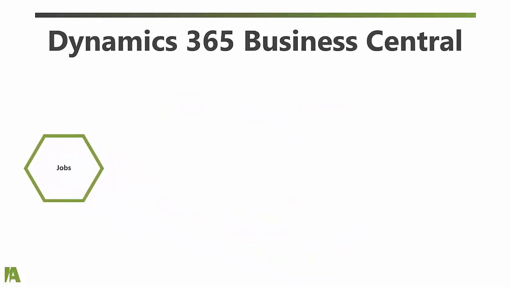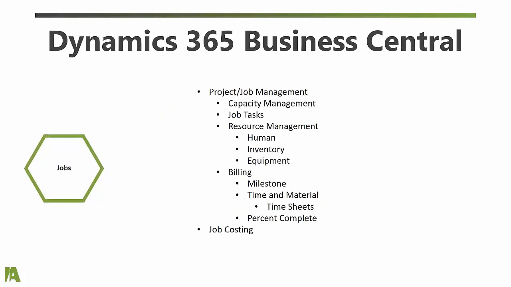So next we'll talk about jobs, which again is project accounting. So that includes project or job management, managing your resources and your capacity, creating job tasks and assigning them to people. Resource management doesn't just have to be human or people management. It can be equipment or inventory that's going to be related to a job. And then of course you need to be able to bill for the project or the job and being able to support the different types of billing methods that your organization may have. And at the end of the day, being able to do some job costing to learn, was this project profitable or did we lose money for some reason?